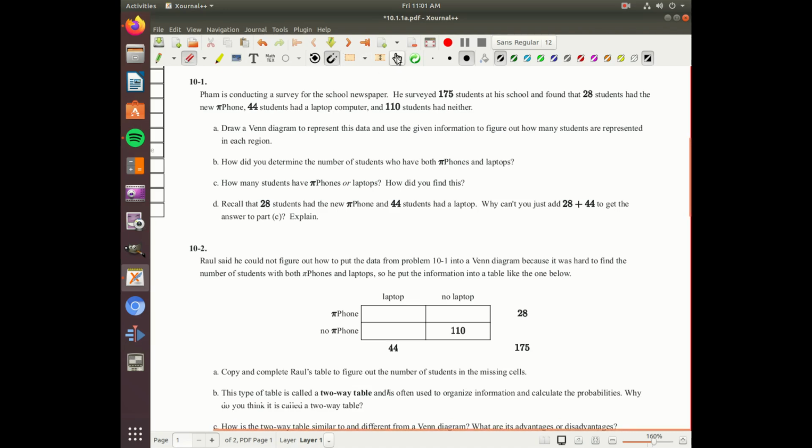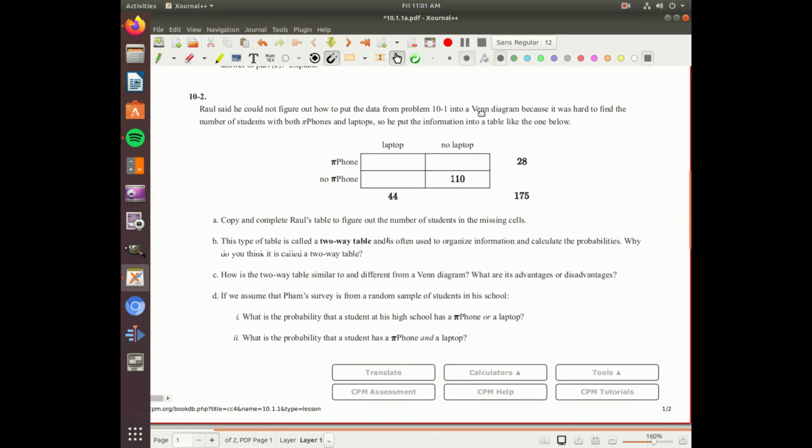All right, so let's go ahead and go to 10.2. Raul said he could not figure out how to put the data in the Venn diagram. And 10.1 is basically just to show you that Venn diagrams are possible, but we're going to pivot from Venn diagrams. We're going to use these two-way tables instead. It has all the same information, except the two-way table is also going to have column totals here. So here's the information that we were given from the other problem, and they're asking us to fill out the rest of the two-way table.